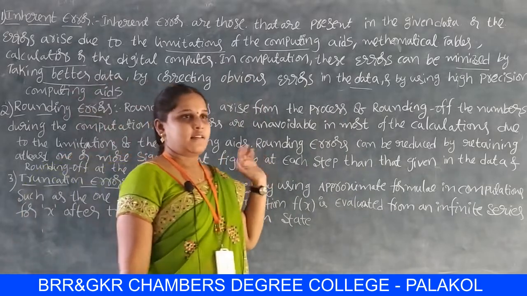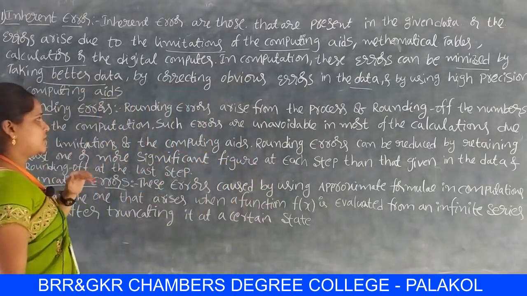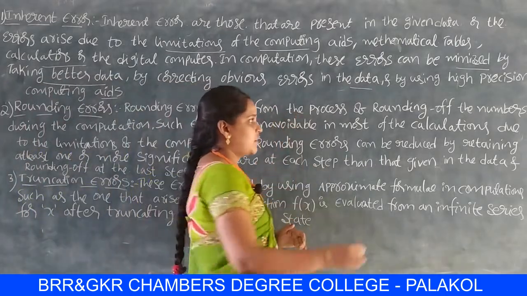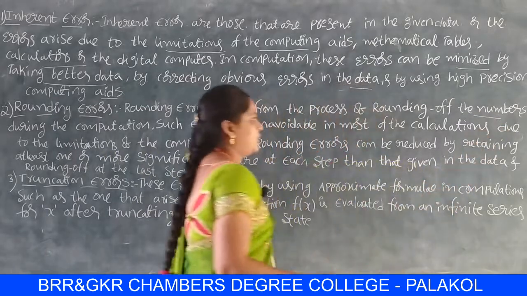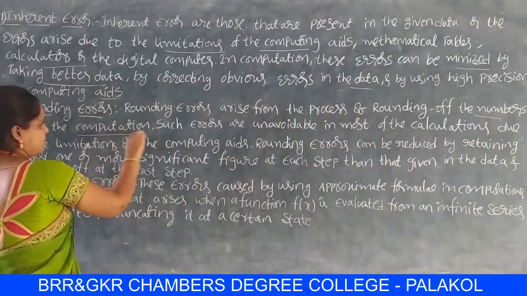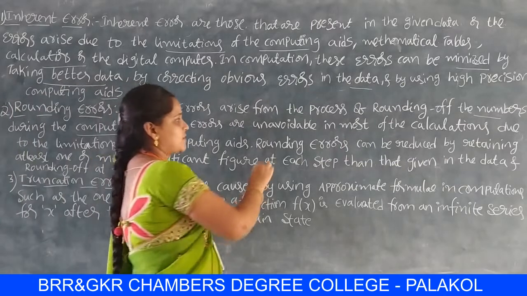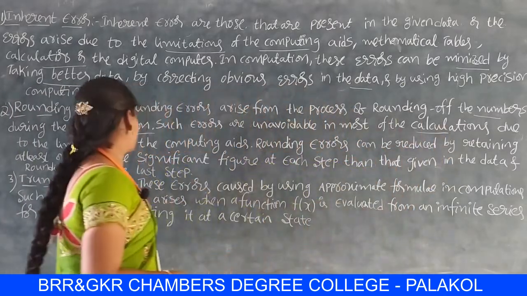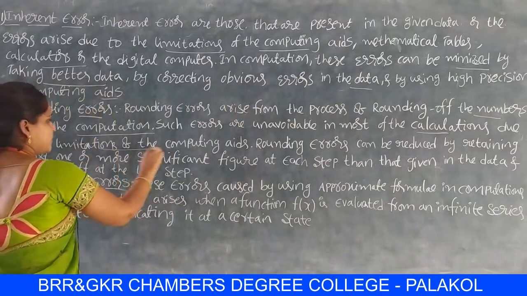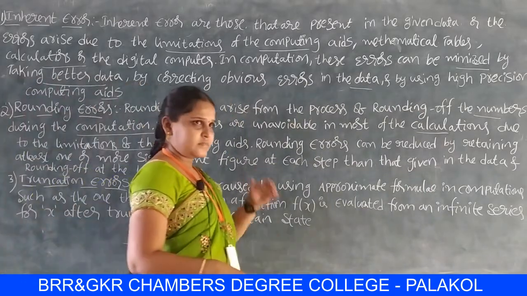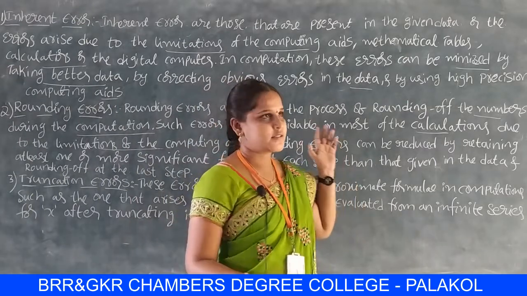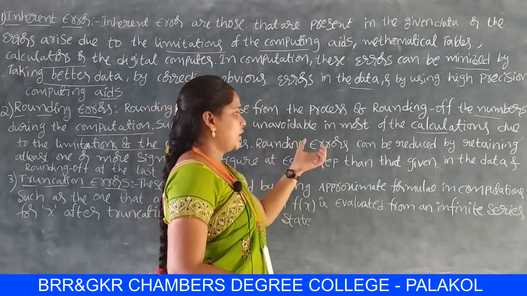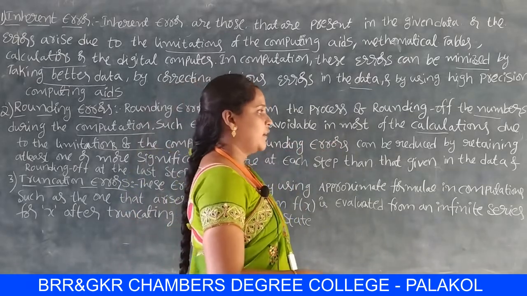Now, the next error is rounding error. Rounding errors arise from the process of rounding off numbers during computations. Such errors are unavoidable in most calculations due to the limitation of the computing aids. So, rounding error is also one of the inherent errors.